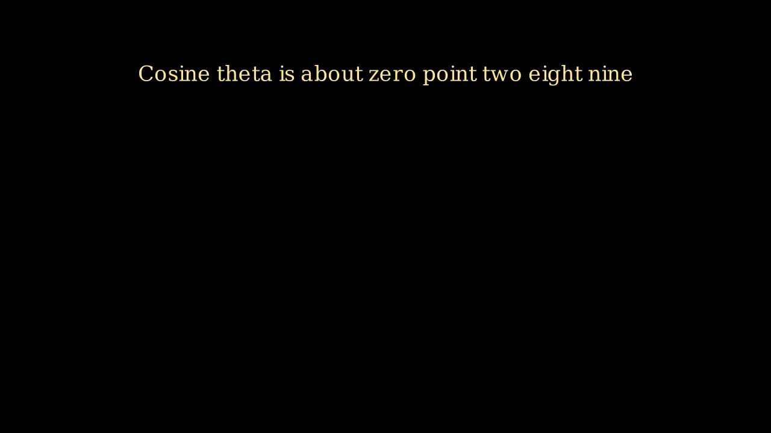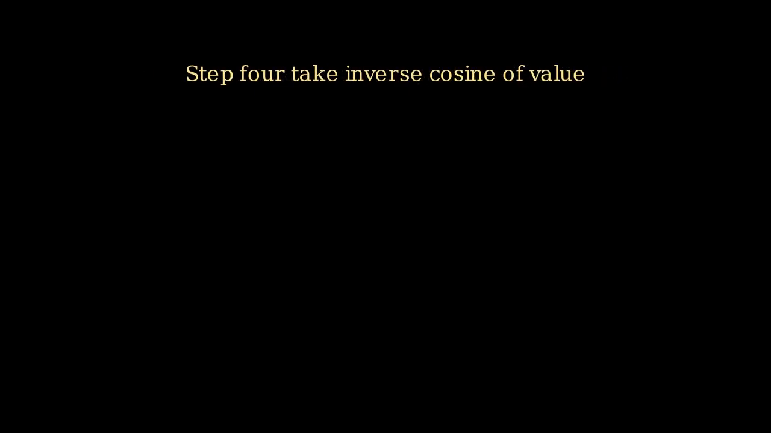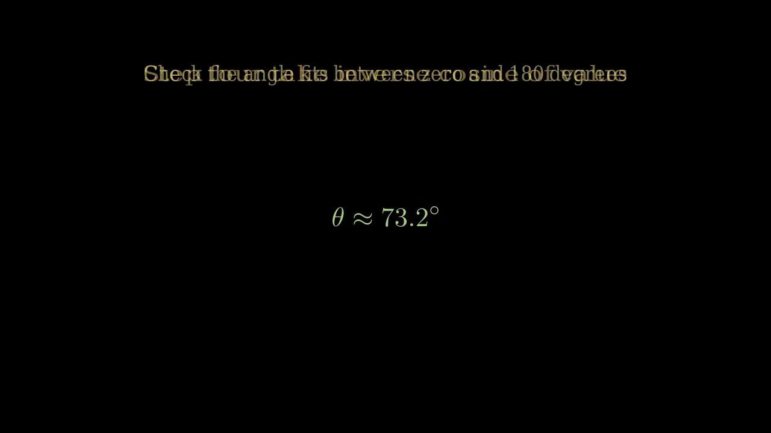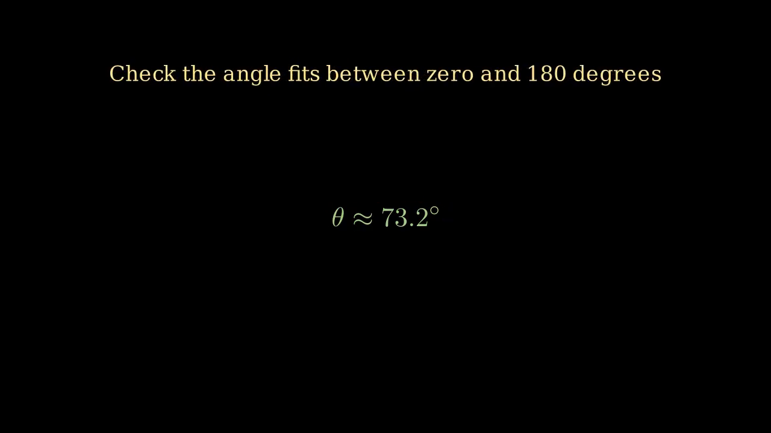Step 4, we take the inverse cosine of this value to find the angle itself. Theta equals inverse cosine of 0.289, which is approximately 73.2 degrees. Check step. An angle between two vectors must always lie between 0 degrees and 180 degrees. 73.2 degrees fits comfortably in that range, so our answer makes sense.